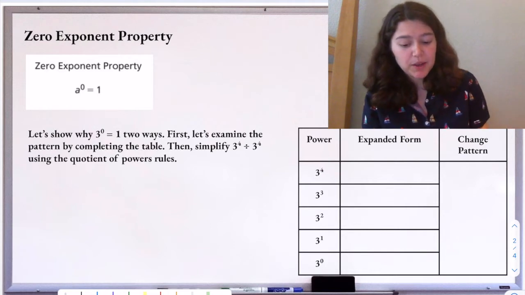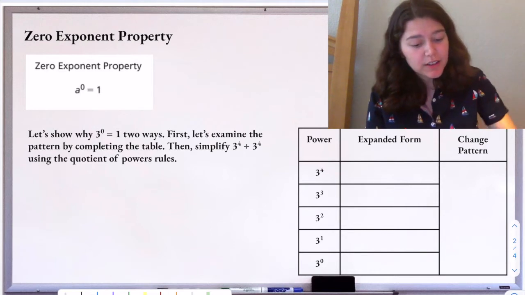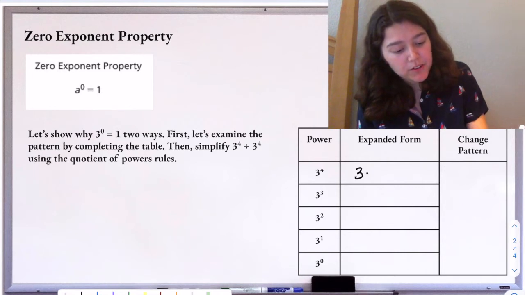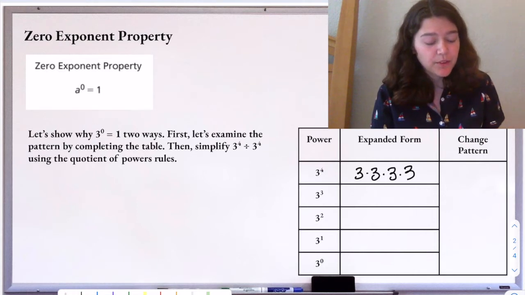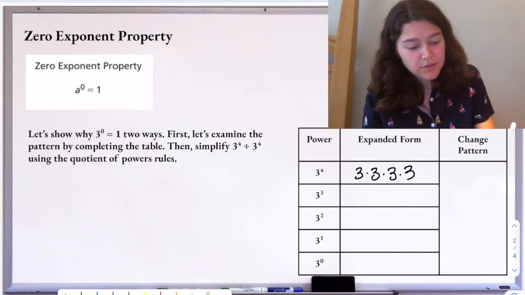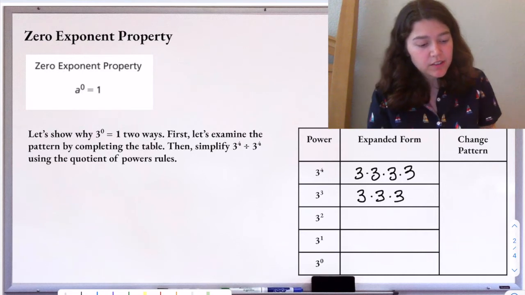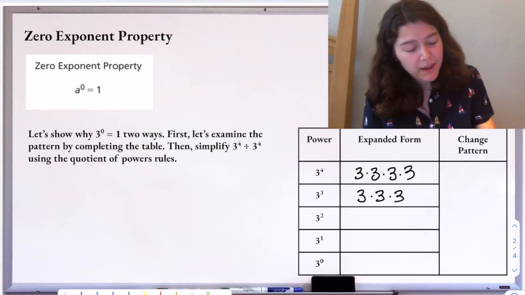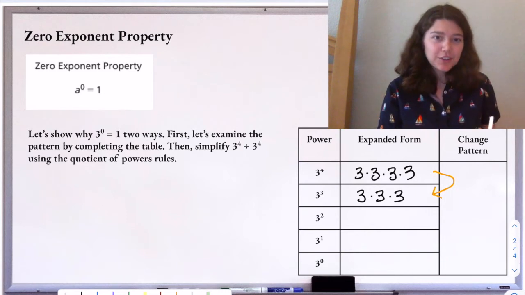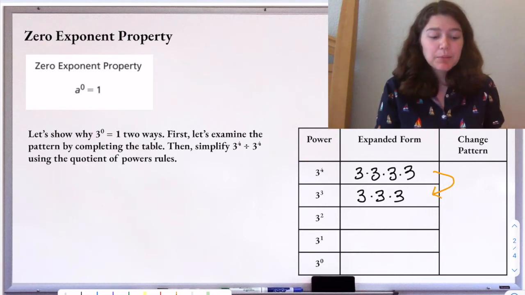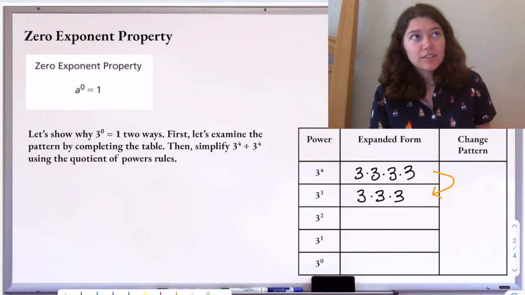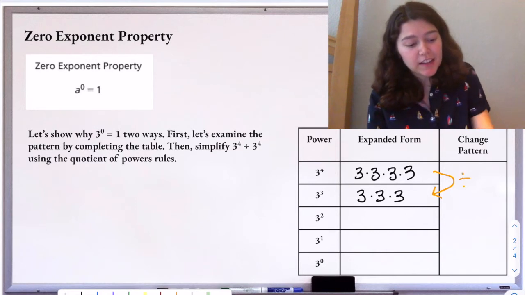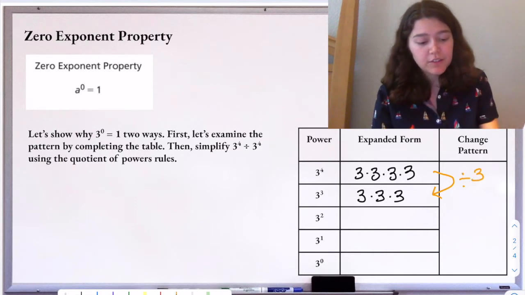First, we'll examine the pattern by completing this table. So here I have my power 3 to the power of 4. So in expanded form, we know that means 3 times 3 times 3 times 3. Okay. Then I have 3 to the power of 3. 3 times 3 times 3. So what's happening there? You could describe it as getting rid of a 3. But what am I really doing? To get from 3 times 3 times 3 times 3 to just three 3s, I'm dividing by 3. Right? I divide by 3. That one cancels away to 1.